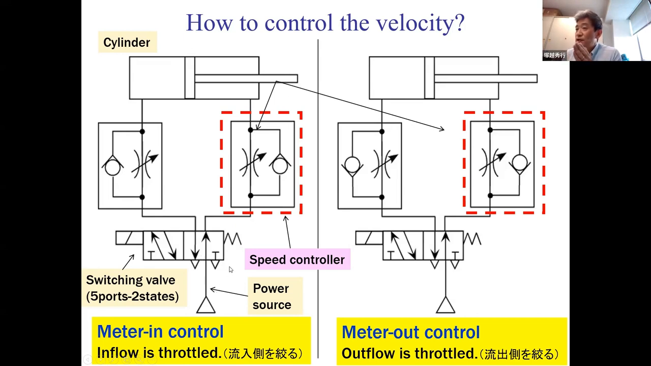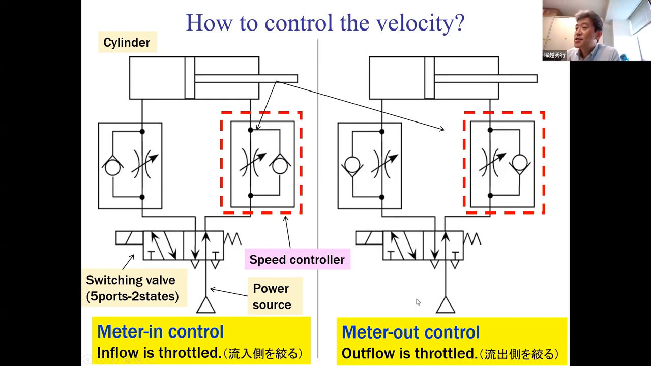And this is very useful to reduce the energy loss. But once the load works this way, it cannot be controlled. In this case, the output flow should be controlled. This is a case where the input is not restricted by the valve, but the output is restricted by the throttle valve. Because the output doesn't flow this way, it flows this way.